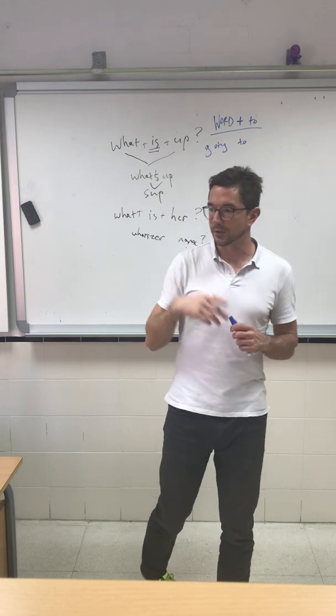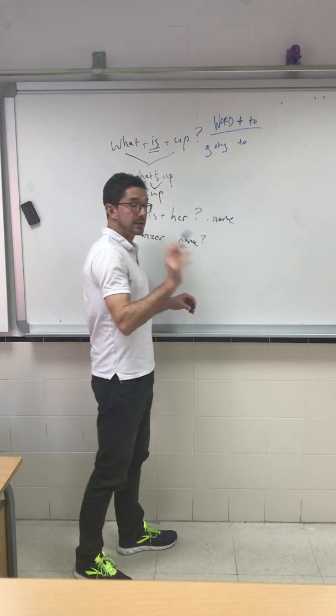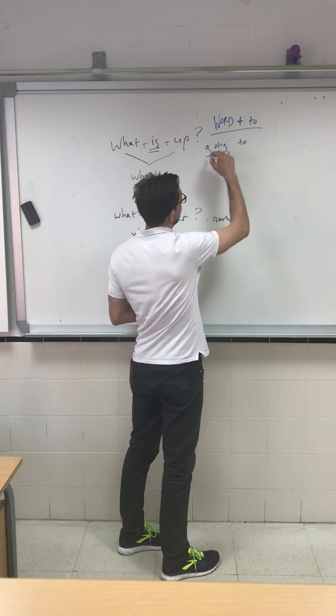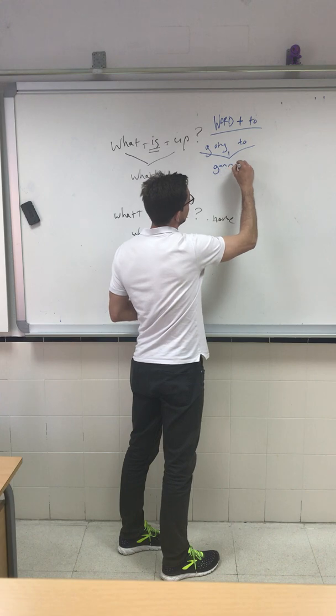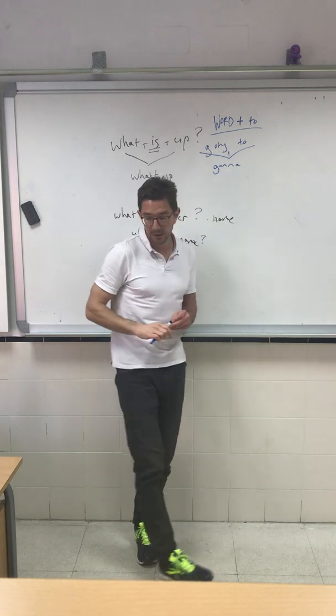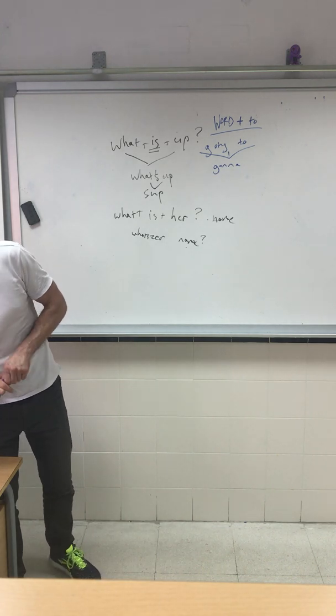And class, probably some of you have been able to identify some of these reduced forms already, just hearing English in its natural form. Does anyone know this one? Well, it is a gonna. Going to becomes a gonna. Okay? The phonology just reduces to this shape, this form.